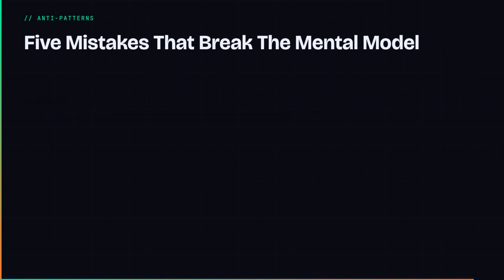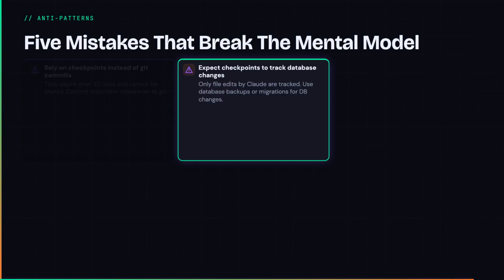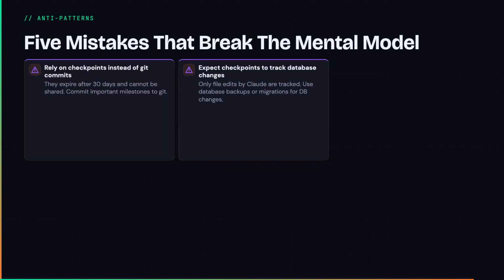Let's cover the mistakes. These are the habits that make people either overtrust checkpoints or avoid them entirely. First, do not rely on checkpoints instead of Git commits. Checkpoints expire after 30 days and cannot be shared. Second, do not expect checkpoints to track database changes. Only file edits by Claude are tracked, so use backups or migrations.